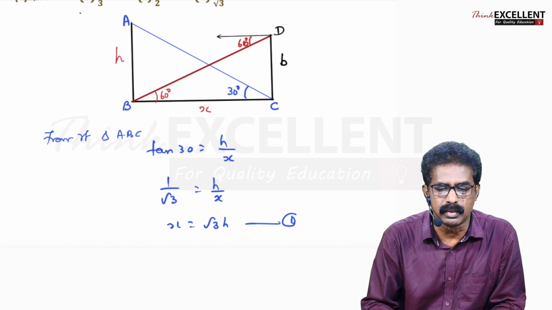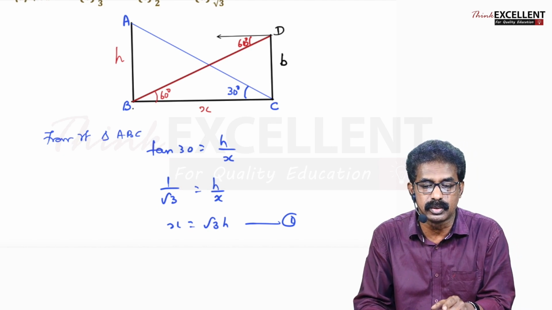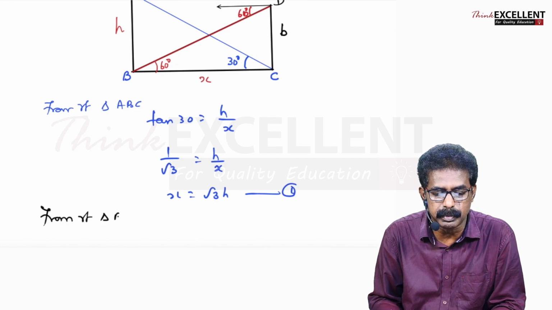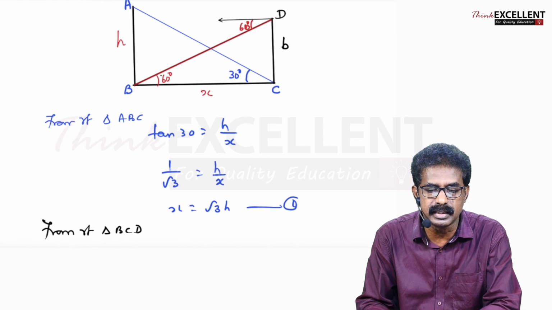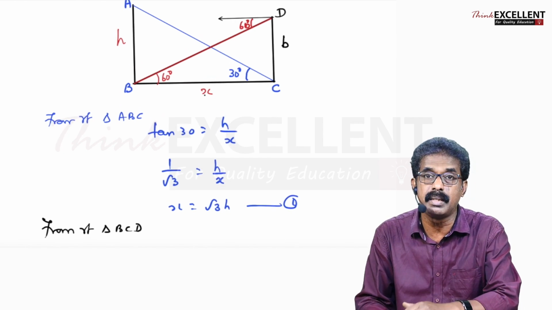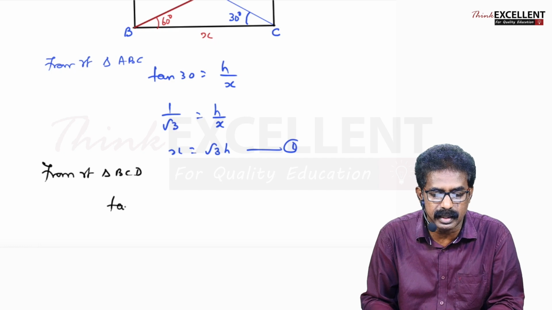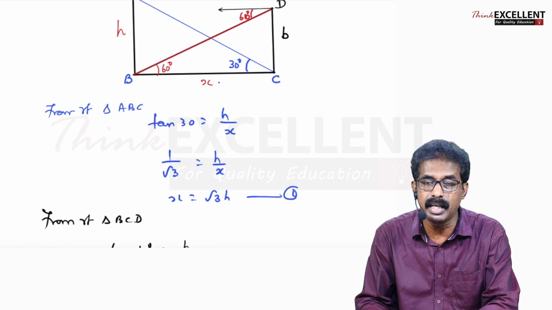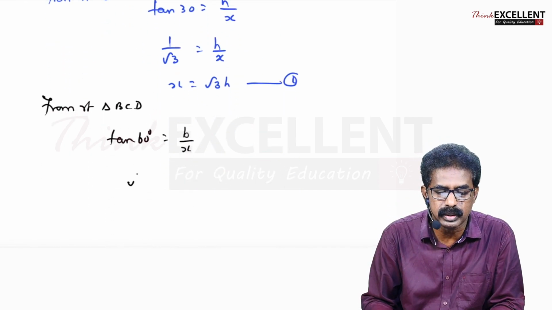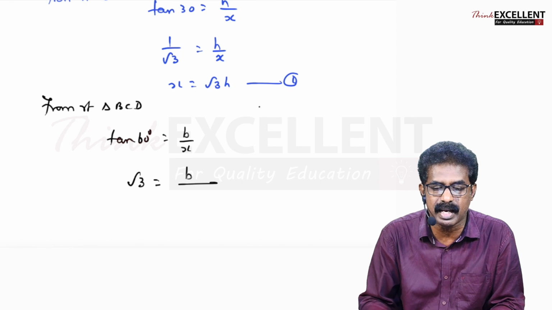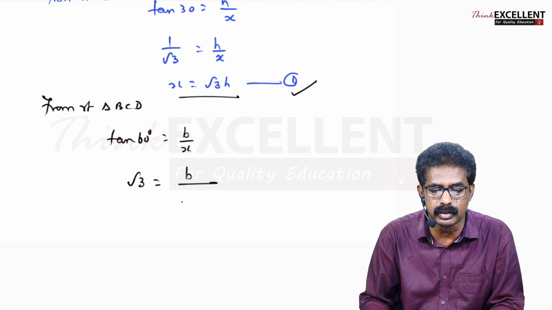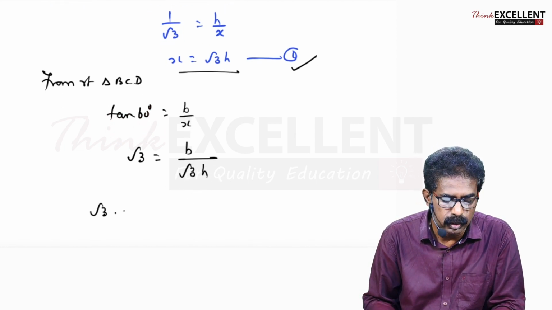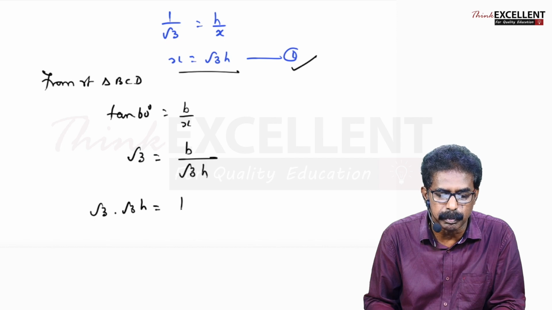Now we take the other triangle, which is the other right angle triangle, that's 60 degree, right? So from right triangle BCD, tan 60 is equal to opposite by adjacent, B by X. Tan 60 value, root 3. Root 3 is equal to B by X. In equation 1 you got X. What is X value? Root 3 H. Cross multiply, root 3 into root 3 H is equal to B, right?